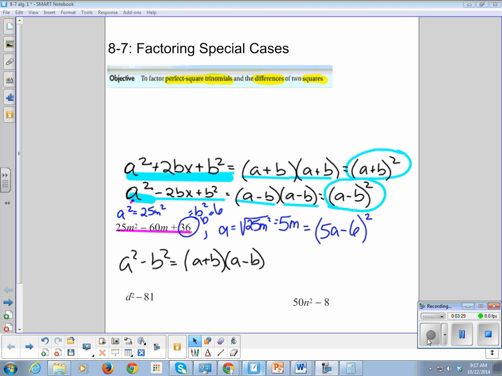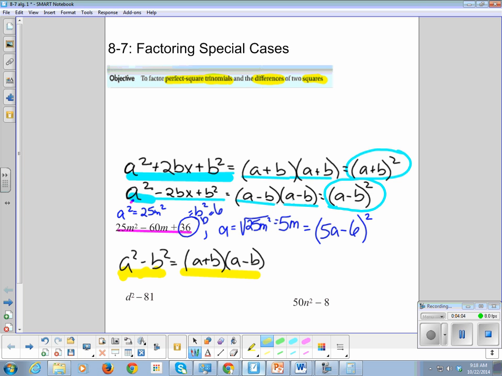Alright, so the second item that I have for you guys is a difference of squares. So I have a squared minus b squared. So if you just have two terms, so this is a binomial, you notice that the first term is a square and the second term is a square, and they have a little minus sign in the middle, you can rewrite them, you can factor them out as a plus b and a minus b. So let's do that for a couple of these problems.